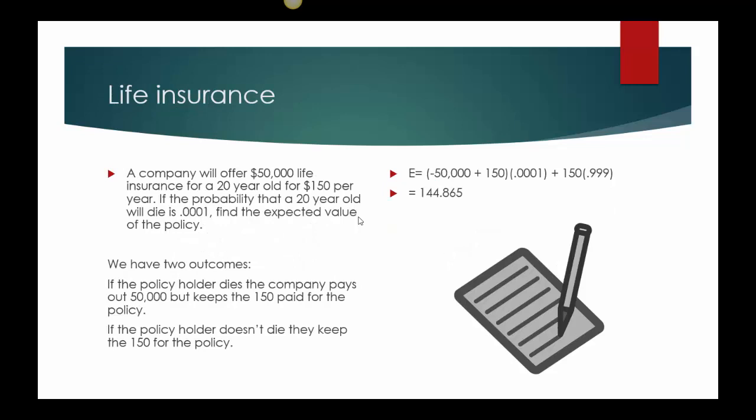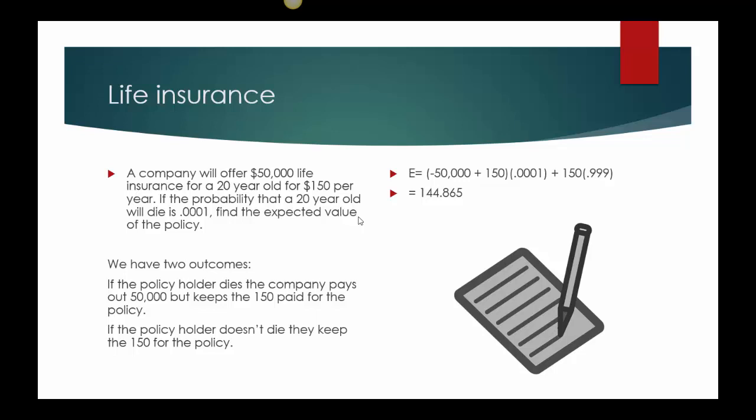Let's consider life insurance. A company will offer $50,000 life insurance for a 20-year-old for $150 per year. If the probability that the 20-year-old will die is 0.0001, find the expected value of the policy.